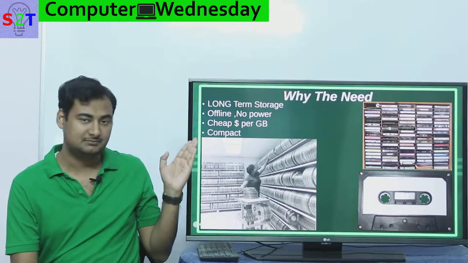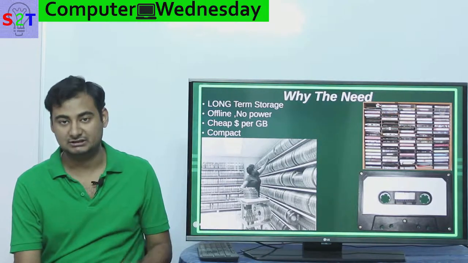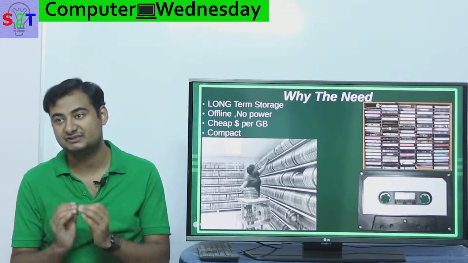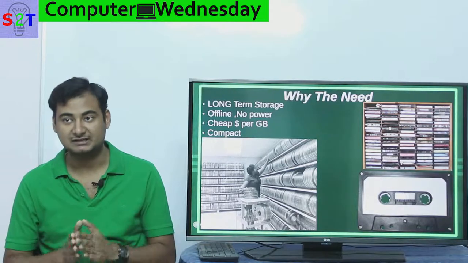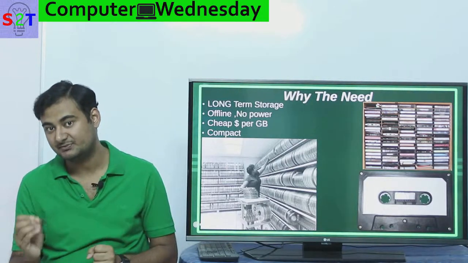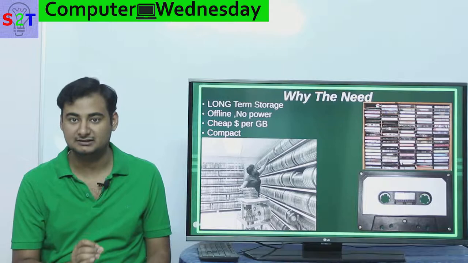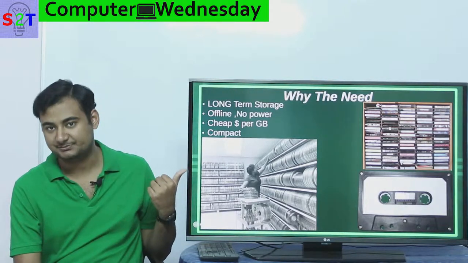And this is the final part. It should be cheap per dollar, as in per gigabyte. How many cents, or how many rupees or paisa, whatever your currency is, you are spending per gigabyte. This is the final thing. And it must be compact.